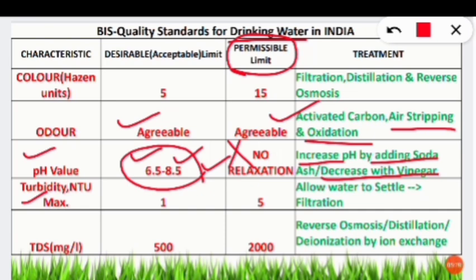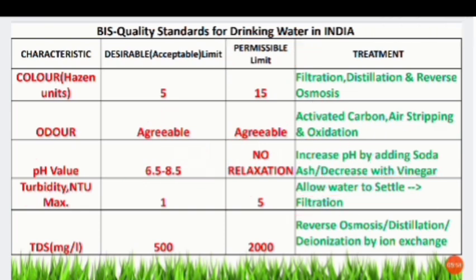This is the important thing you should remember: the value should be 1 for the desirable limit for drinking water, and it should be 5 for the permissible limit of drinking water. So what can we do if the water is more turbid? We should allow the water to settle down, and then we can filter it to reduce the turbidity.